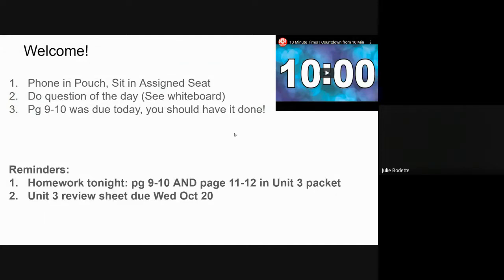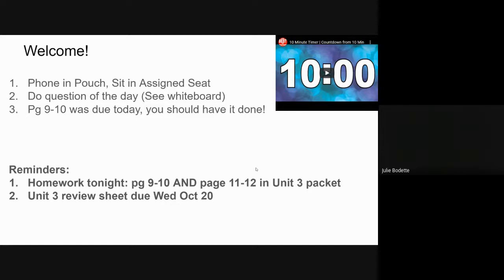Reminder, last class's homework was page 9 through 10, so that should already be done. If you didn't do it, you should feel bad, but you are actually lucky because I am not there to collect it. That means next class, page 9 through 10 and page 11 through 12 should be done. You have a while for that, because you have all of fall break. So when we come back, the Tuesday after fall break, 9 through 11 is due.